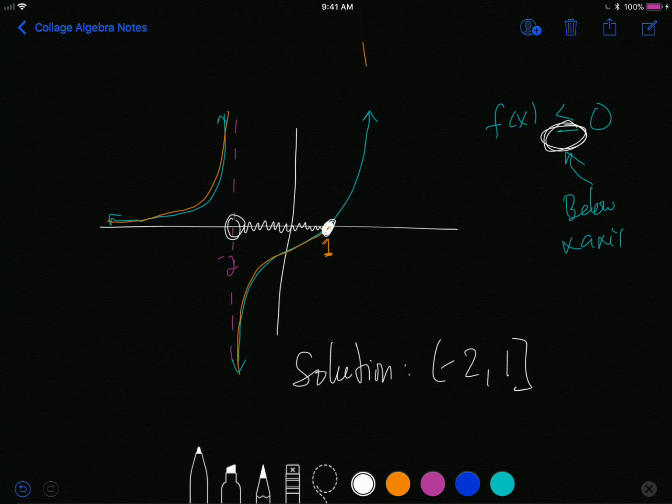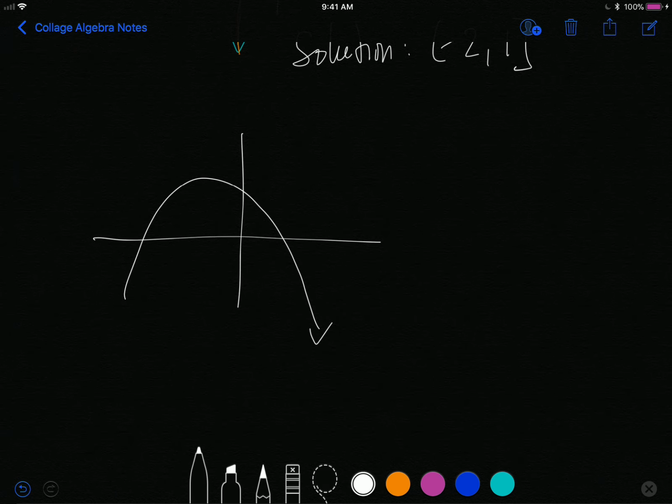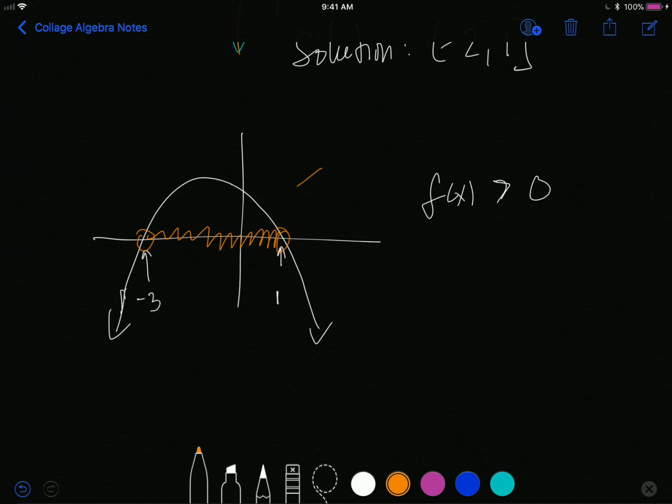Alright, so one more quick example. If I have an upside down problem, what do I need to know? I need to know the zeros. So this is negative 3, and this right here is 1. And I want to know when is f of x greater than 0. No equal signs right here. Again, transitioning points, and between them, the graph is above.